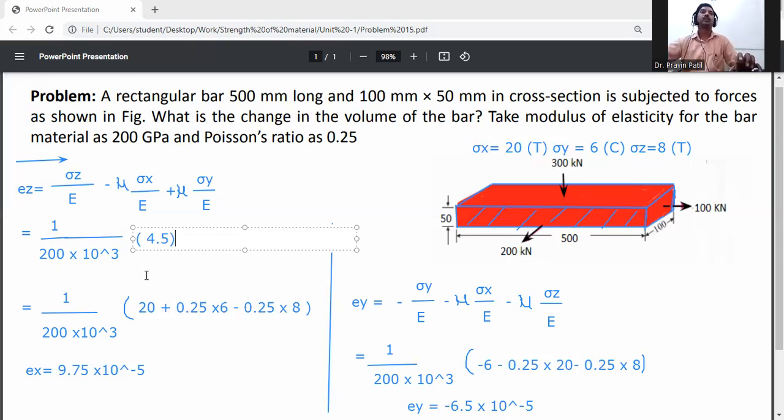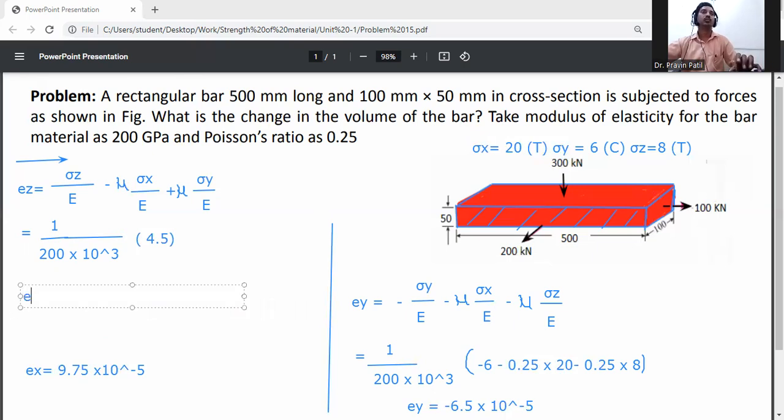So we get Ez is equal to 4.5 divided by 200 into 10 raised to the power 3. So it will be 2.25 into 10 raised to the power minus 5.